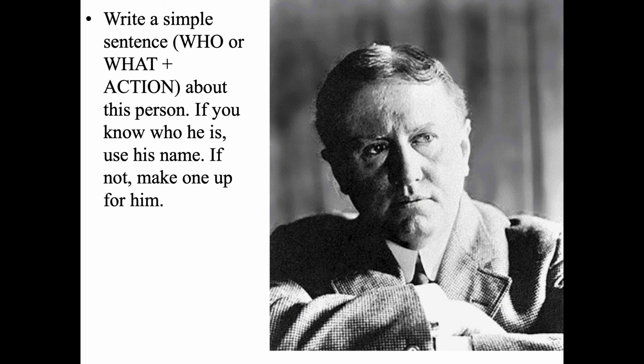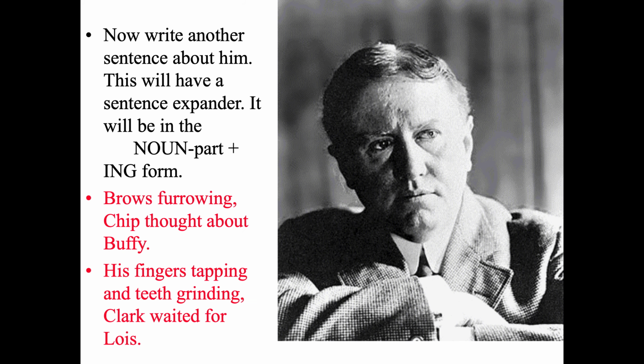So give him a boring, simple sentence, and we're going to spice it up with another noun part plus ing. So when I look at him, and if I gave him the name Chip, and Chip thought about Buffy, what piece of his face is most distinctive as he's thinking? Well, it's his eyebrows. And so brows, that's the noun part, the part of the subject. And then I add an ing verb, furrowing. So brows furrowing, comma, Chip thought about Buffy.